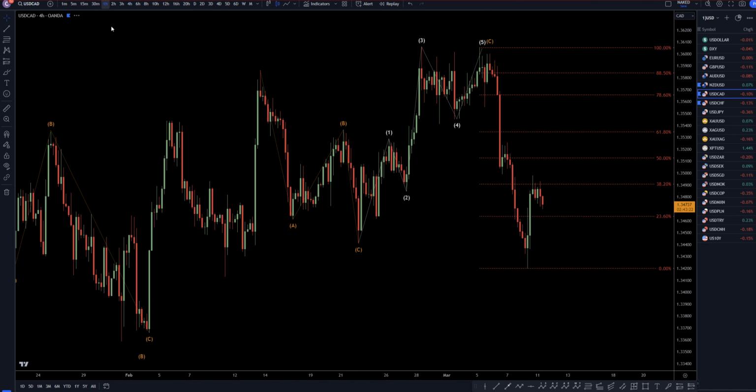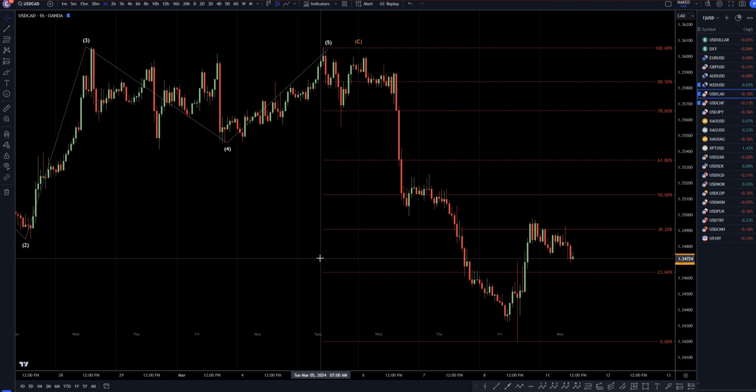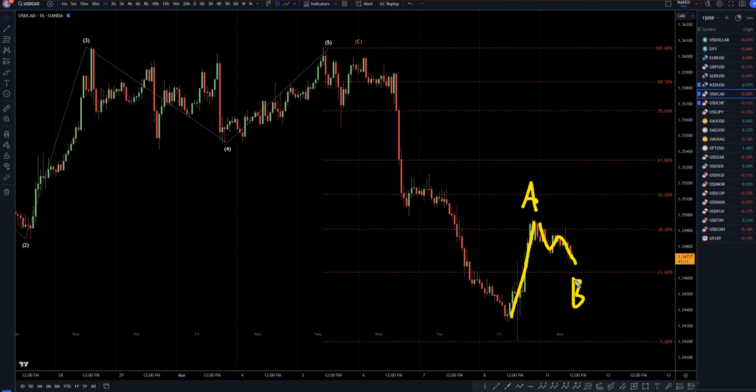So going down to the 1 hour time frame. On the 1 hour time frame, we definitely got a very impulsive move up. Looks like a trend, so it probably is a wave A. This is very corrective, so it probably is a wave B.